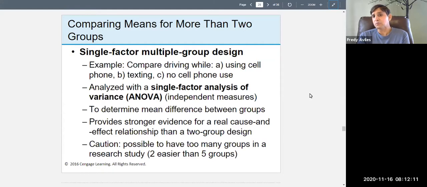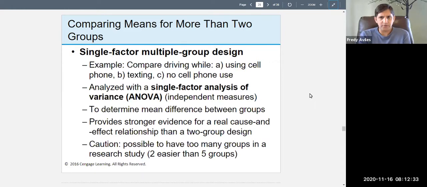Caution, it is possible to have too many groups in the study, right? It's much easier to compare 2 groups, in which you use an independent measures t-test, than 5 groups, for instance. You can have 12 groups, you can have many groups, 24 groups, depending how complicated the experiment is. It gives you more information, but it can get complicated.